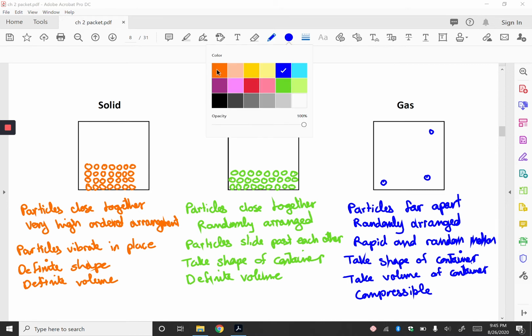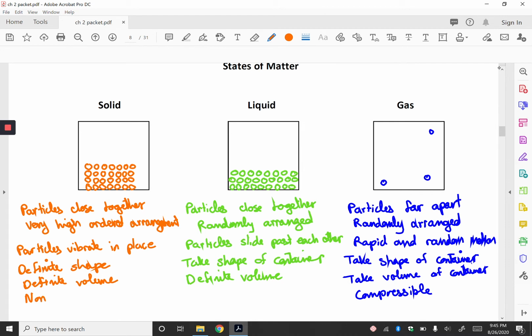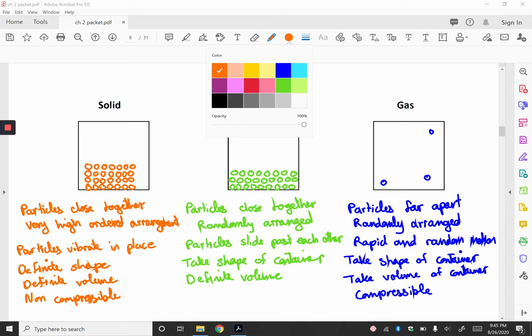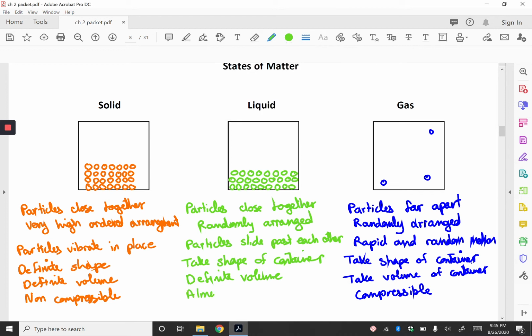Solids are already very condensed, and so these are non-compressible. And for liquids, they're almost non-compressible. They're pretty close to each other. There are a few liquids that you are able to compress a tiny bit, but it's almost negligible. So we're going to say almost non-compressible.